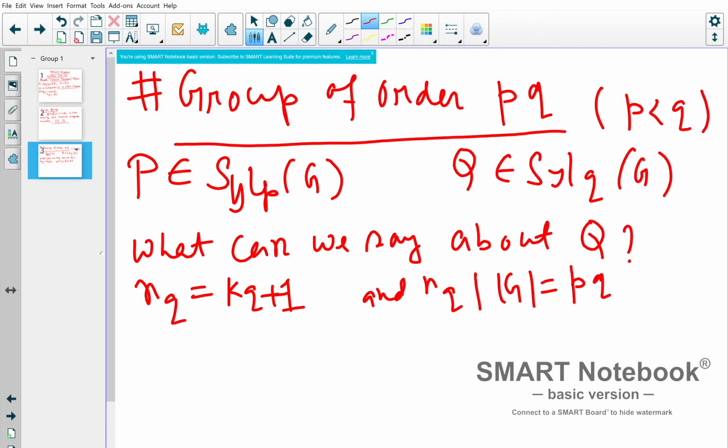Now see what the possibilities are. K can be greater than or equal to 0, so it can be 0 or any positive integer. Now if I assume that K is a strictly positive integer, then what happens? Then N_Q is something which is strictly greater than Q.